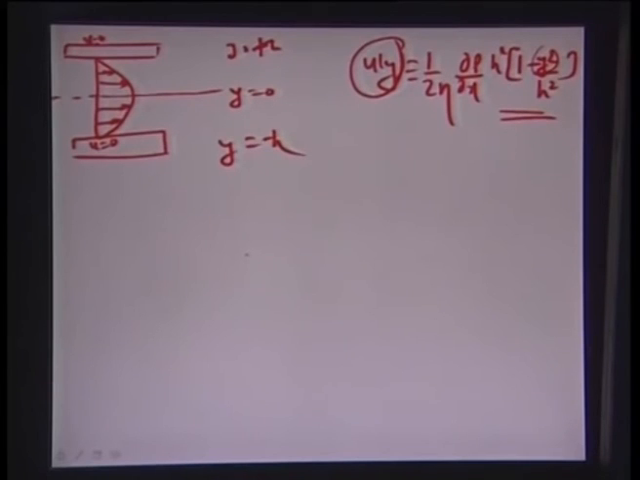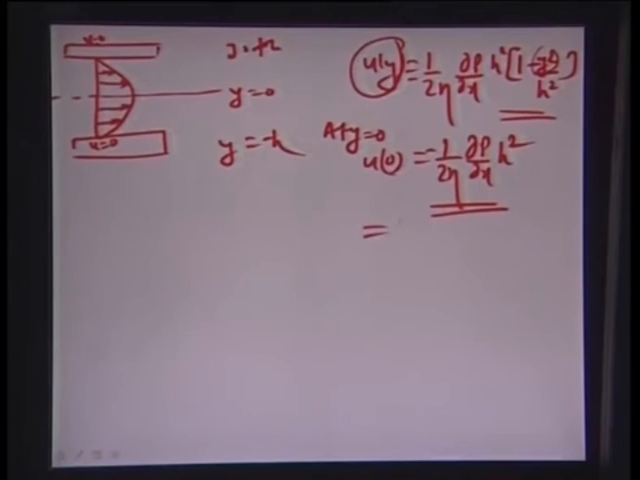And u0 at y equals 0 would really be equal to minus 1 by 2 eta, del p by del x, h square, which is also the maximum velocity in this particular case. You can see the parabola has a maximum where the slope changes, and so the maximum here corresponds to y equal to 0, and the u maximum comes out to be minus 1 by 2 eta, dp by dx, h square.